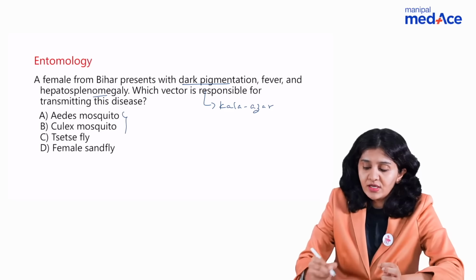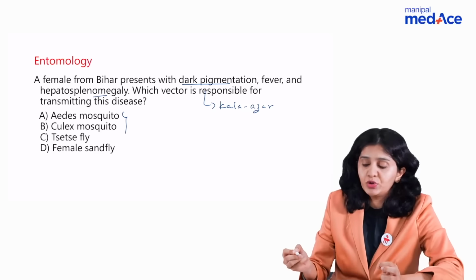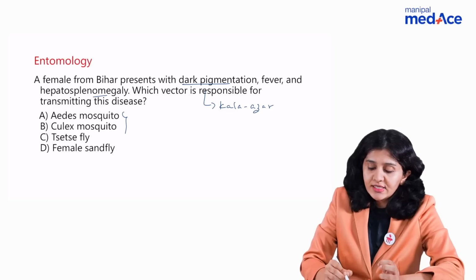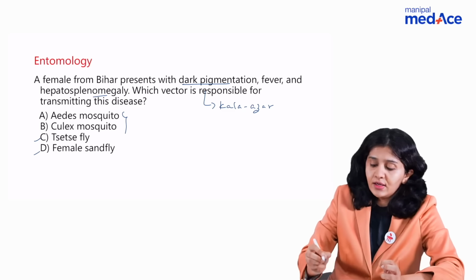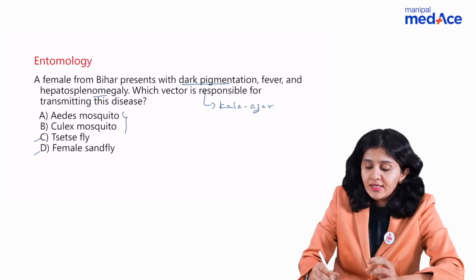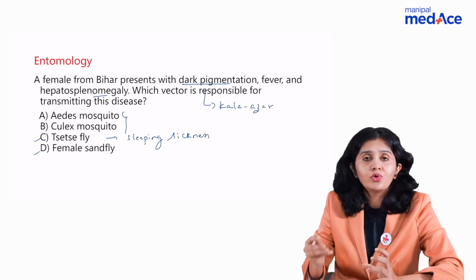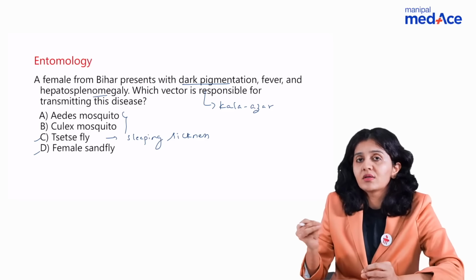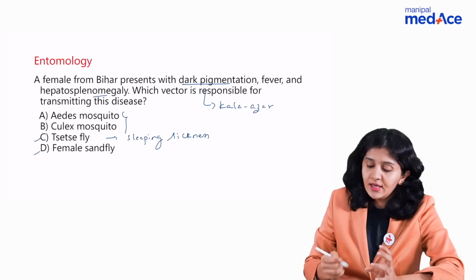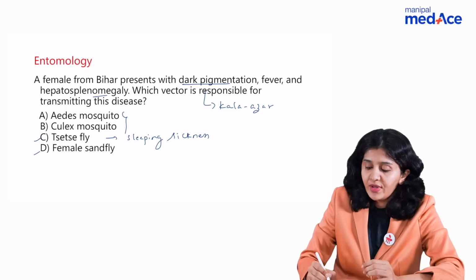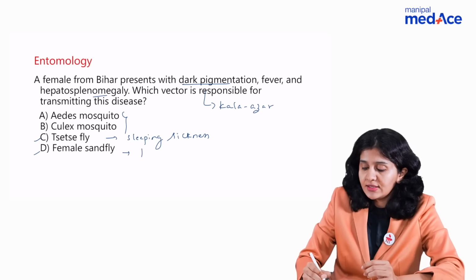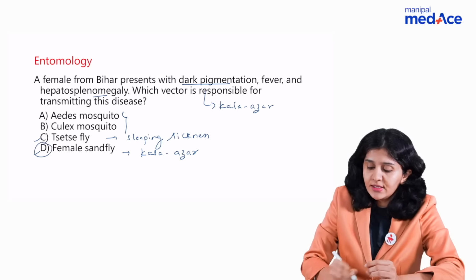So mosquitoes, we can safely rule out. They are not involved in the transmission of Kala Azar. So is it tsetse fly or female sandfly, right? The confusion is between these two options. Tsetse fly is sleeping sickness. Again, I've repeatedly told you entomology is very important. The vectors involved in transmission of different diseases. Every year at least there'll be one question. And the sandfly transmits Kala Azar. So the correct answer is female sandfly.